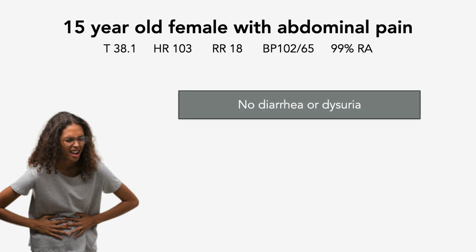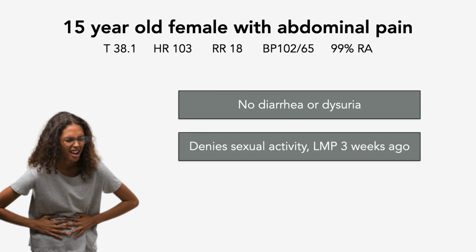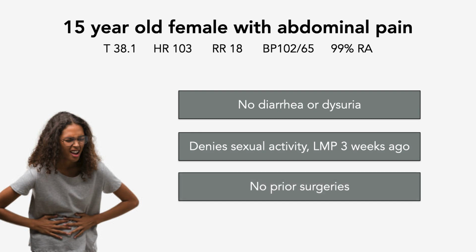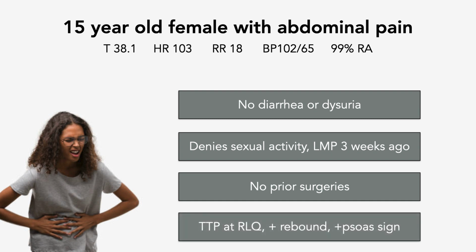So, in addition to the information that McKenna gives you, you're able to discern that she's not had any diarrhea or dysuria. She denies having any sexual activity, and her last period was 3 weeks ago. She's never had a surgery, and when you examine her, you notice that she has tenderness to palpation at the right lower quadrant, rebound tenderness, and a positive psoas sign.